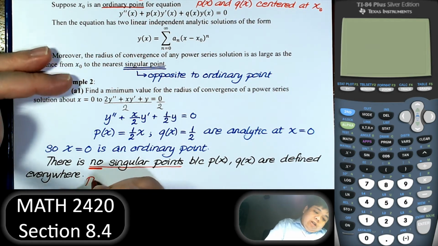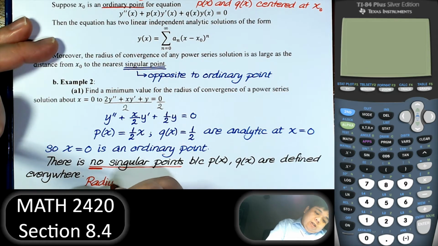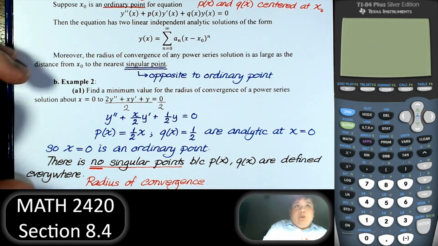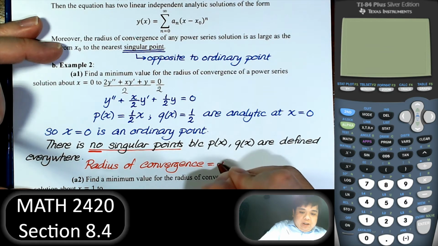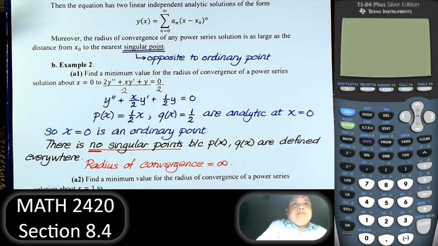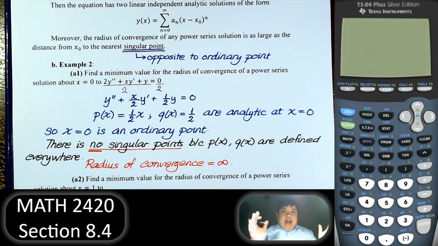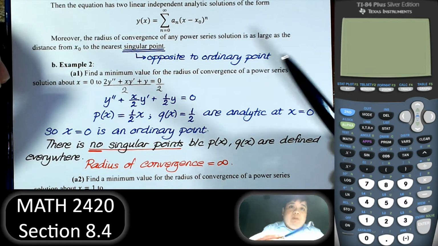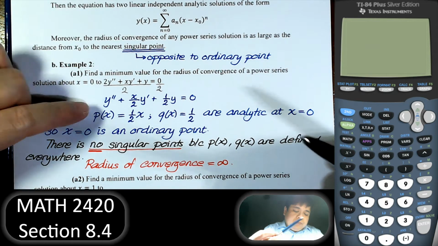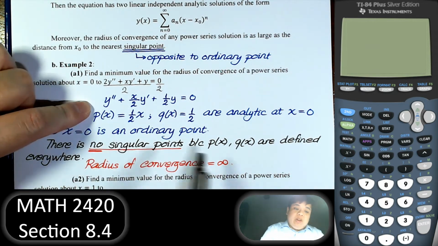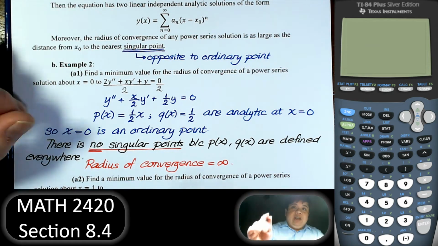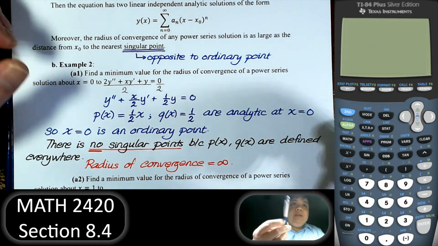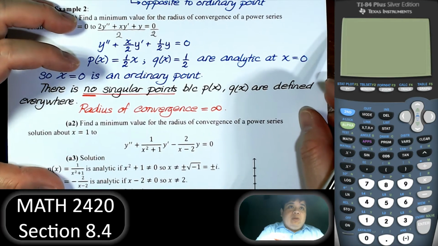So the radius of convergence is going to be defined everywhere. Right, so this series has the solution at x equal to 0 with radius of convergence infinity, meaning it works everywhere. All right, let's look at another example.